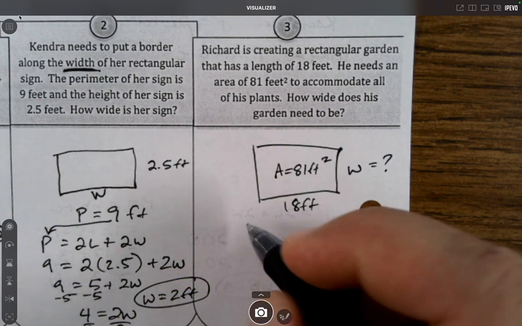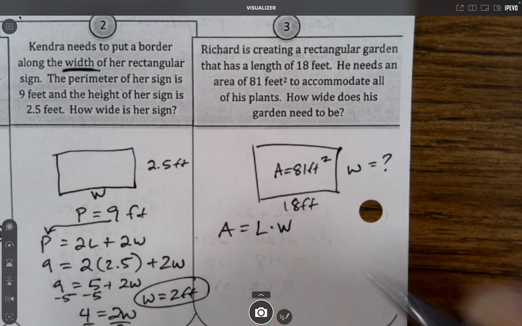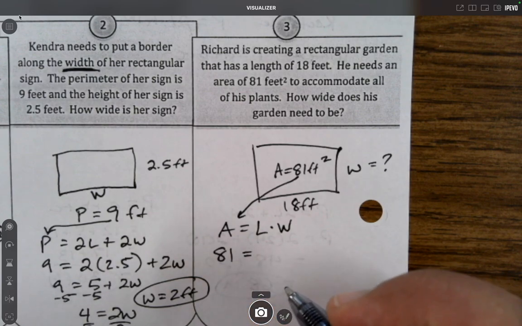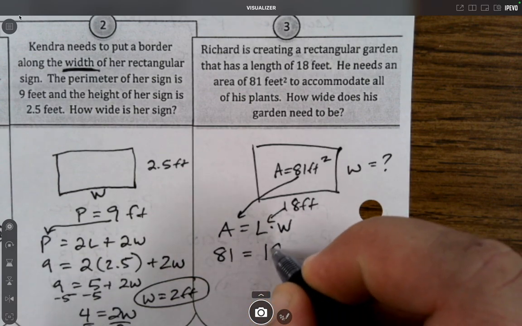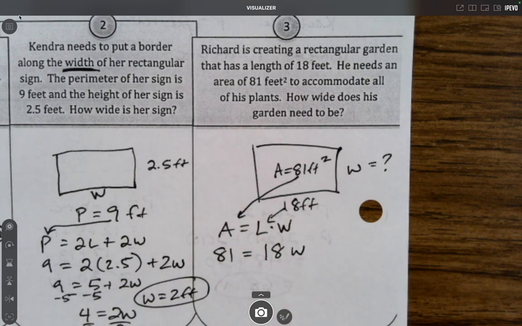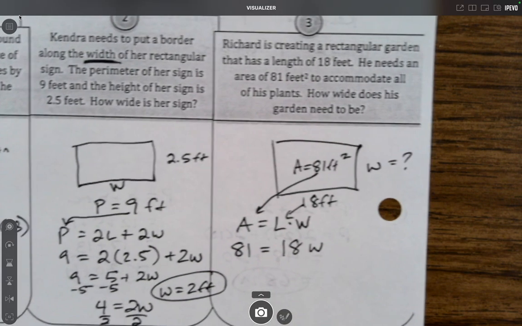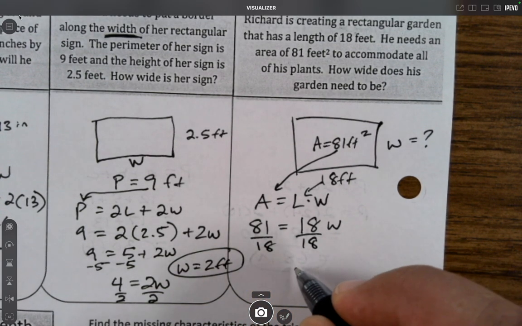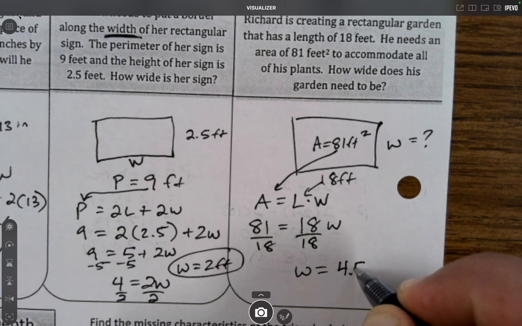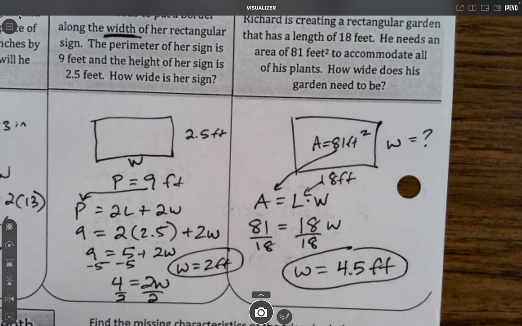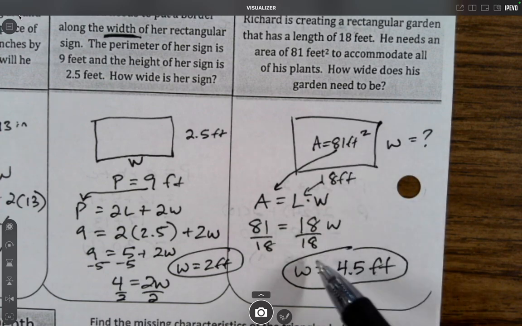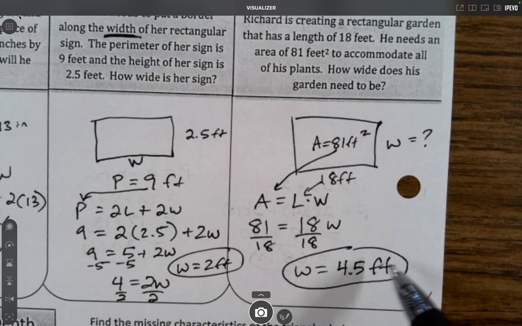We'll need to use the area formula for this one, which we know is length times width. They told us the area, so we can plug in the 81 for the area, the A. The length is 18, and we don't know the width. So to figure that out, we will divide both sides by 18, and we'll get that the width is 4.5 feet. Don't forget to put those units on. I know we started with area. The area does have square feet, but the width is a length, so it doesn't have squared, it's just feet.